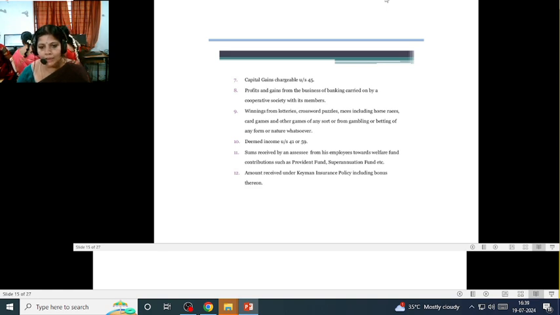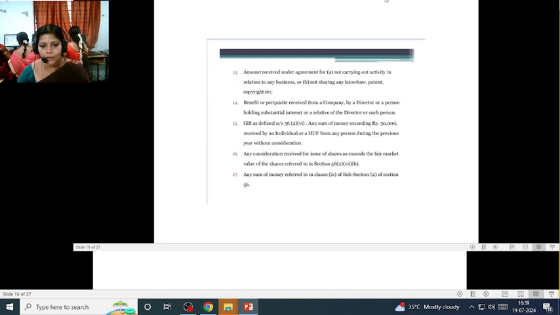Capital gains chargeable under section 45, profits and gains from the business of banking, and winnings from lotteries, crossword puzzles, races, horse races, card games, etc. And deemed income: amount received as PF, superannuation fund, and amount received under a Keyman insurance policy, including bonus.